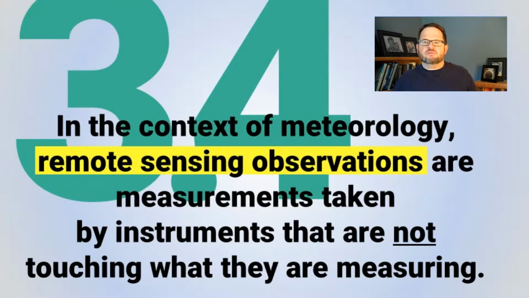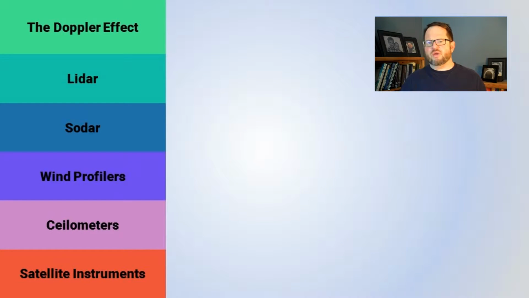So in the context of meteorology, we need a better definition of remote sensing. And I would say that remote sensing observations are measurements that are taken by instruments that are not touching what they are measuring. They are remote from the phenomenon that they are measuring. And again, we're going to work our way through a little list of these kinds of instruments, with the first one not exactly being an example of an instrument, that's just the Doppler effect.